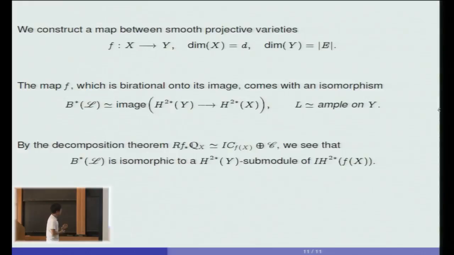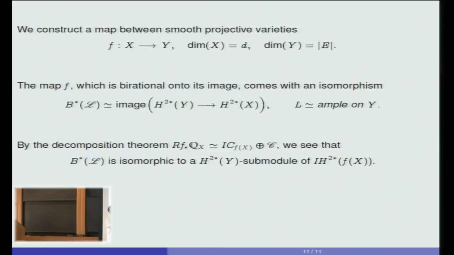So what do you do? Whenever you're given a map between projective varieties, you try to apply something. In my case, the decomposition theorem. It says that the direct image of the constant sheaf splits as a direct sum of the intersection complex of the image with some other junk. And if I take the cohomology of both sides, then I see this well-known fact that the intersection cohomology of the image of my map f injects into the cohomology of X.